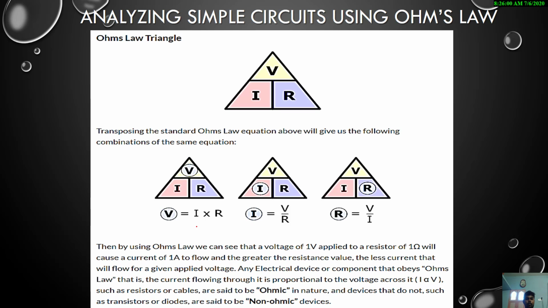This is the Ohm's law triangle, which also gives the same relationship that we have already seen in the previous slide: V equals IR, I equals V by R, and R equals V by I. These are the basic formulas given by Ohm's relationship.